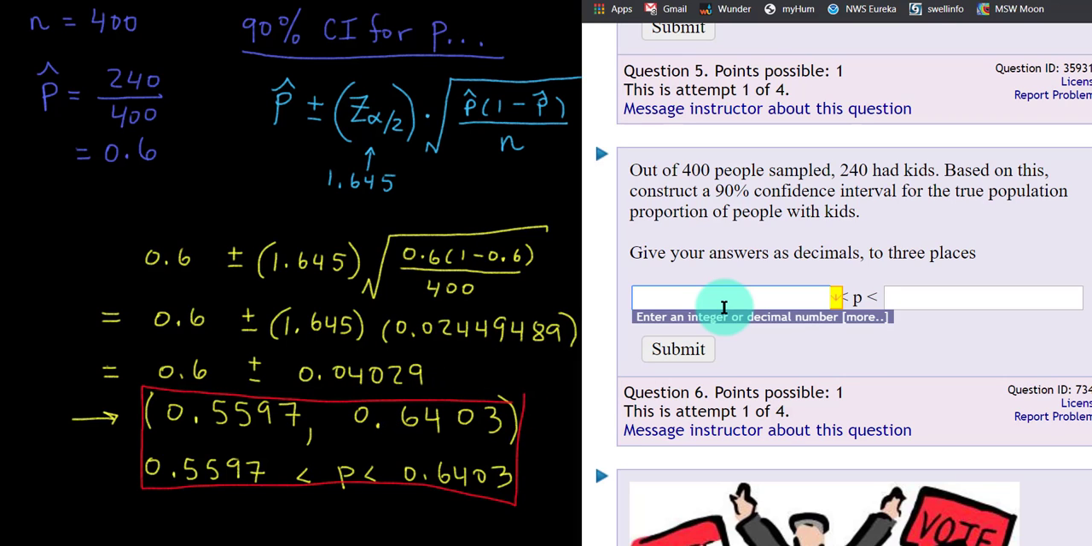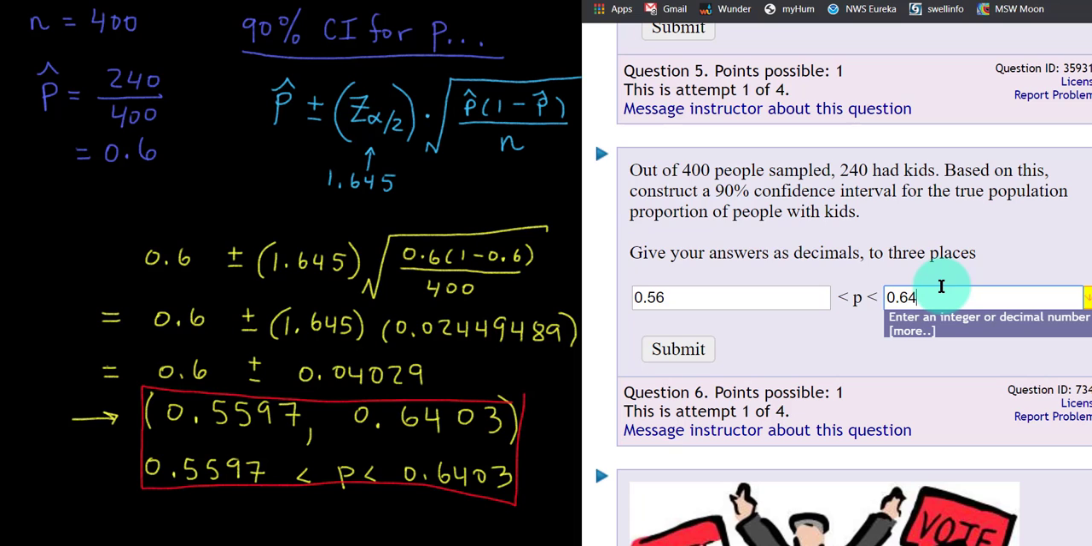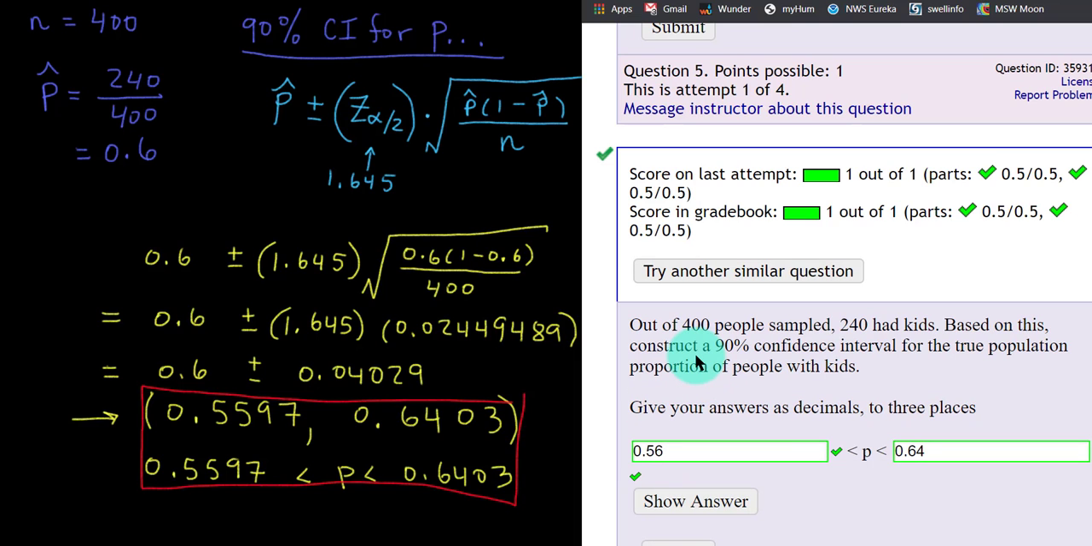It's asking to round to 3 decimal places, so the smaller number goes first. I suppose we should round to 0.55. Ooh, I guess that should be a 0.56, huh? And right here, this will be 0.640. You can just type 0.64. Sweet.